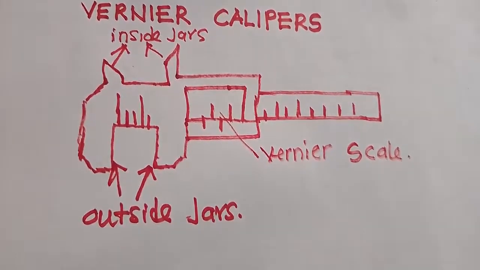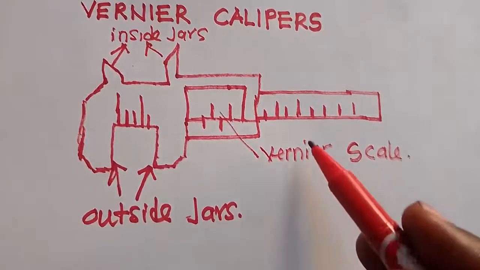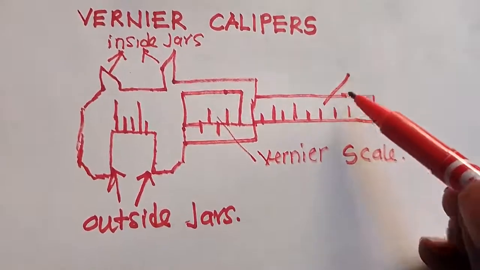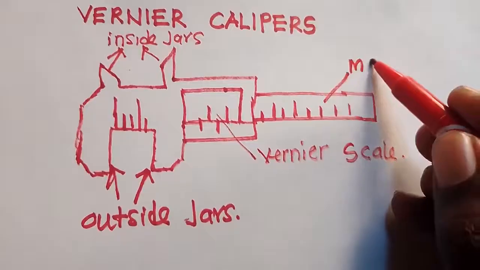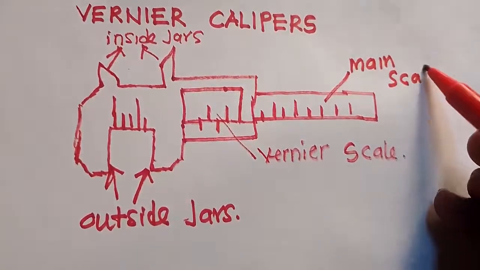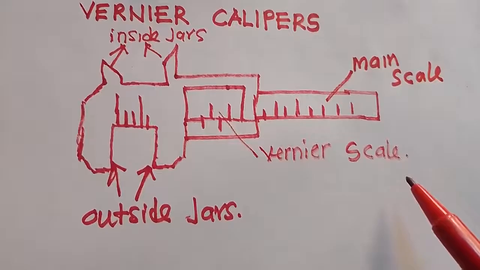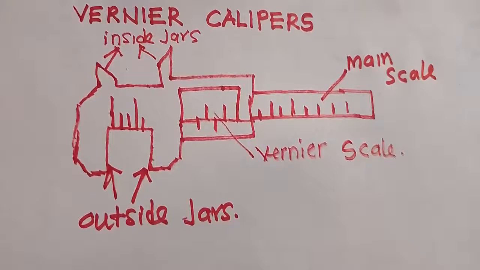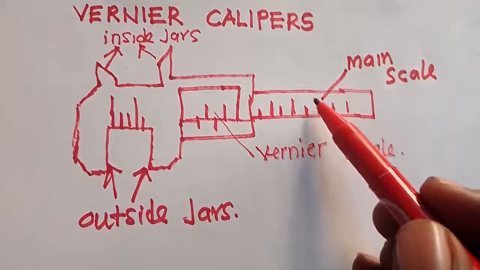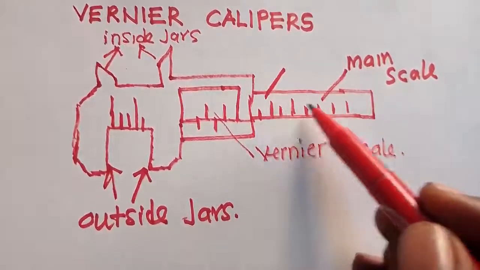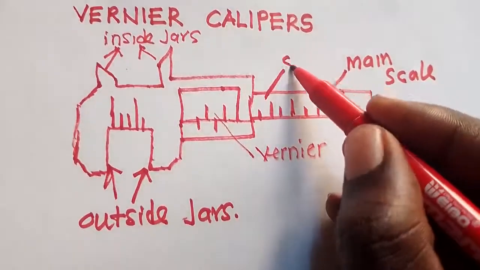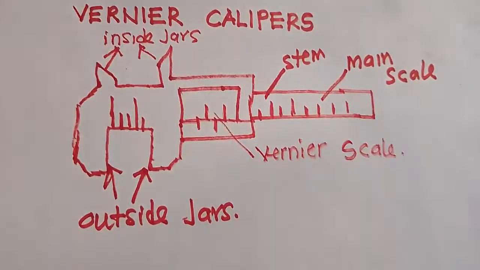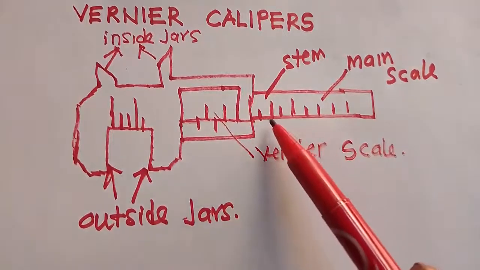Then we also have this scale that is here. This scale is called a main scale. We also have another one. This space that is there, I can just call it a space, is called a stem. Have you seen? It is something that enters in there and it can move out, like this.